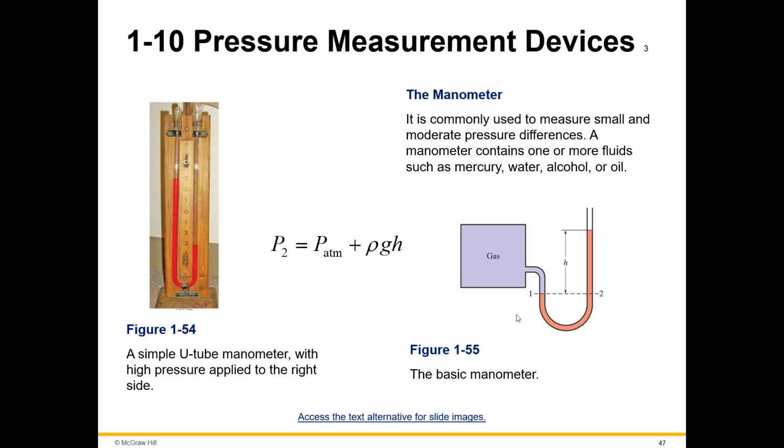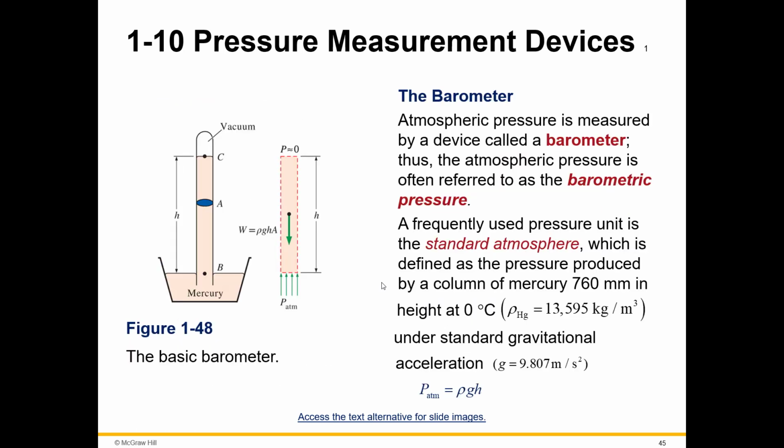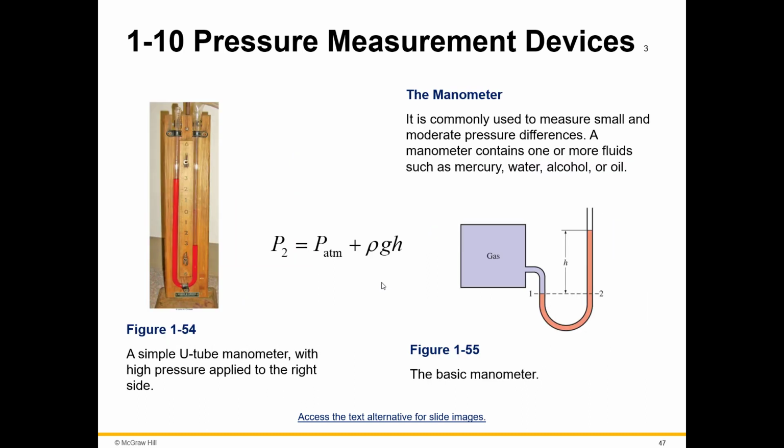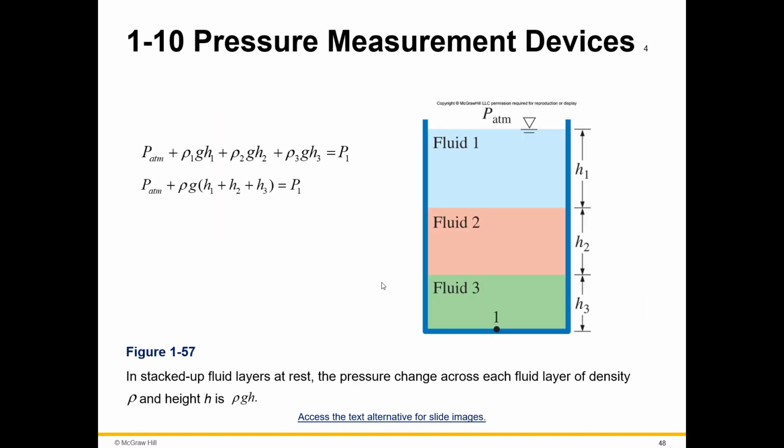And then right here you have P2. Here's the formula: P2 equals the atmospheric pressure plus rho GH. So you'll be using that a lot. And remember, G is just that constant, 9.807 meters per second squared. Okay, and then you have pressure measuring devices continued. You have additional information for atmospheric pressure, adding all of those together to equal P1.